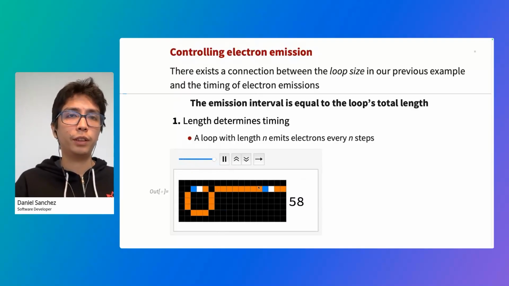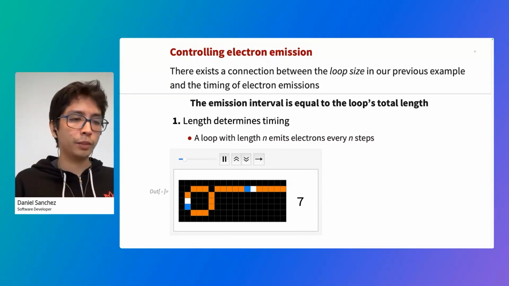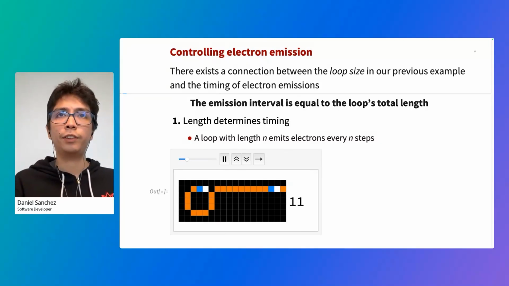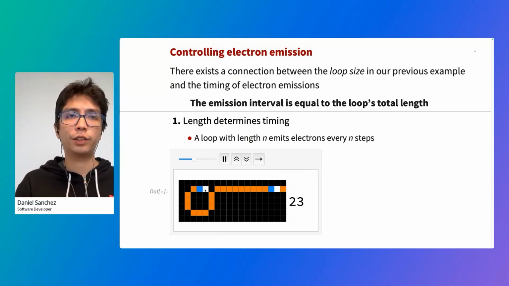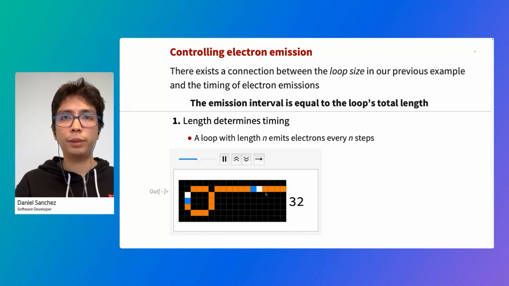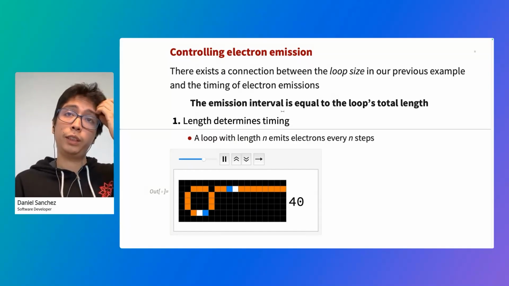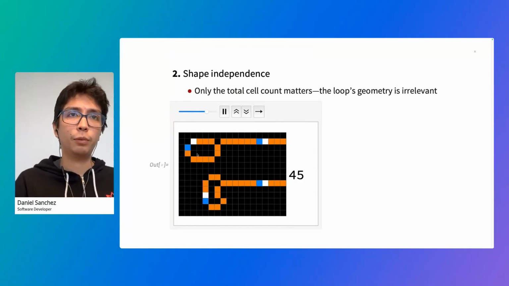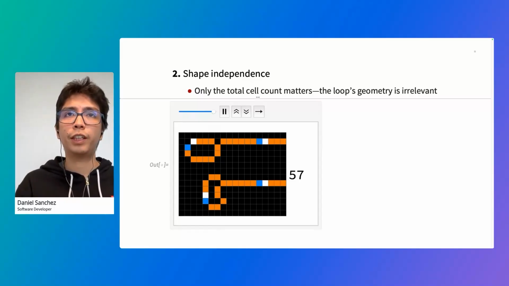So one key observation is that there's a correspondence between the loop size and the period of the electrons being emitted. The emission interval is equal to the loop's total length. So this loop has 12 cells, so there's a 12 cell spacing between electron emissions if you count each cell here. That's one of the observations. Another one is that it doesn't matter what the shape of the loop is, as long as it has 12 cells, the period is the same.